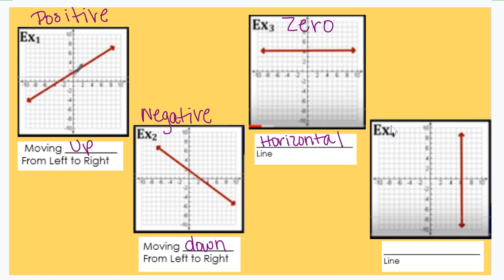And the fourth kind is our vertical line. And this one is what we call undefined slope because it is perfectly vertical. We would be unable to walk up this line due to gravity. It's undefined.